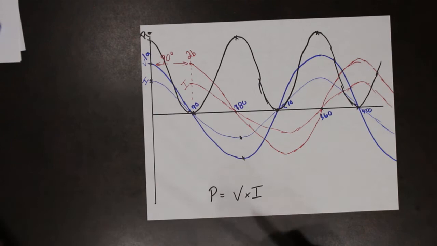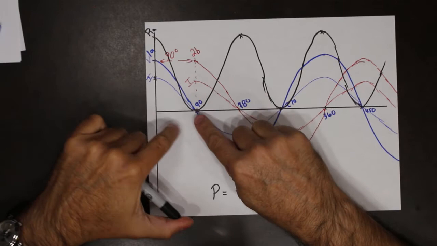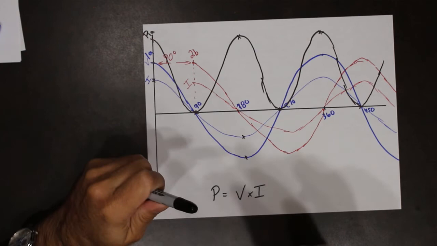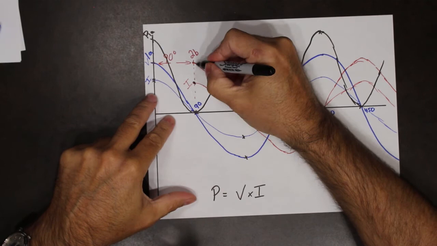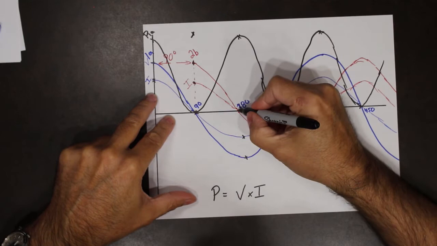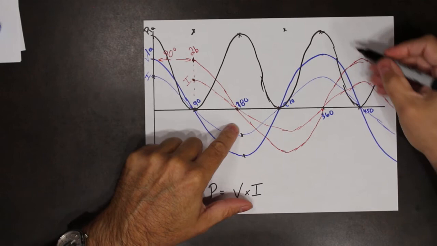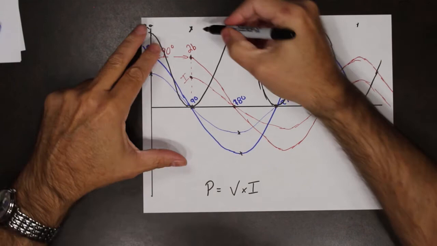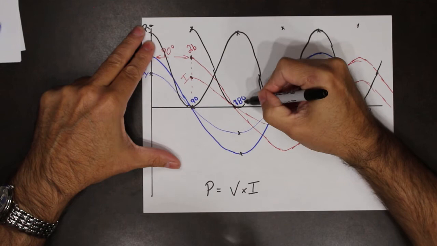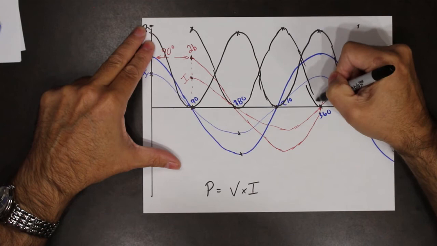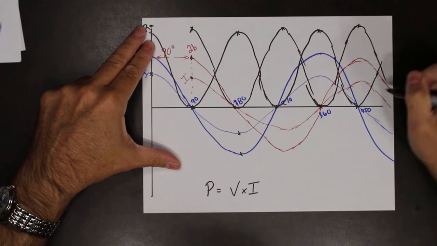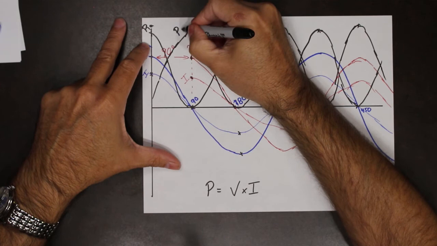So now, what does the power waveform look like for 2B? Well, we're going to do instantaneous again. So I'm going to take peak, peak gives me peak. 0, 0 gives me 0. Negative peak gives me positive peak. 0, 0 gives me 0. Peak, peak gives me peak. And what we end up with is something that looks like this. And this is the waveform power for 2B.